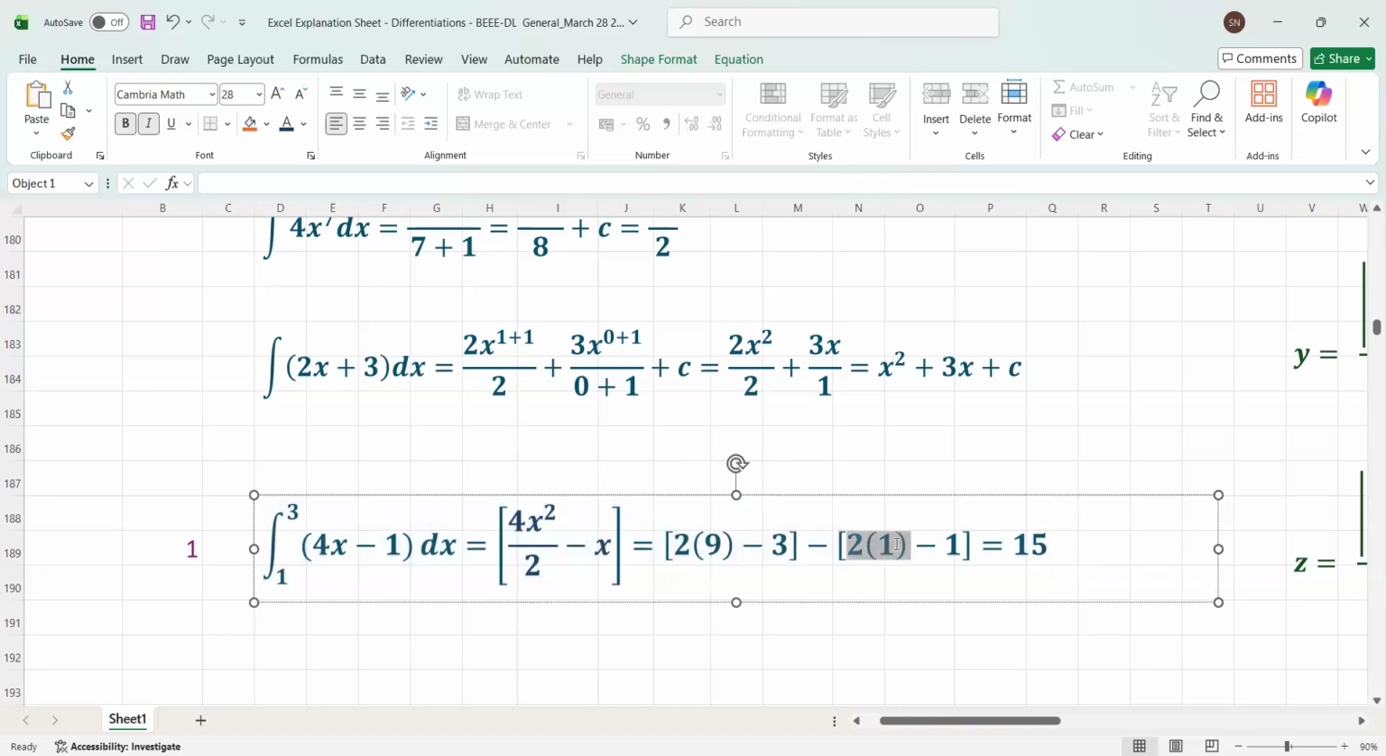This is supposed to be 2, 1, 2. 2 minus 1 is 1. So 15 minus 1. So we got the answer. The answer is 14. Okay.